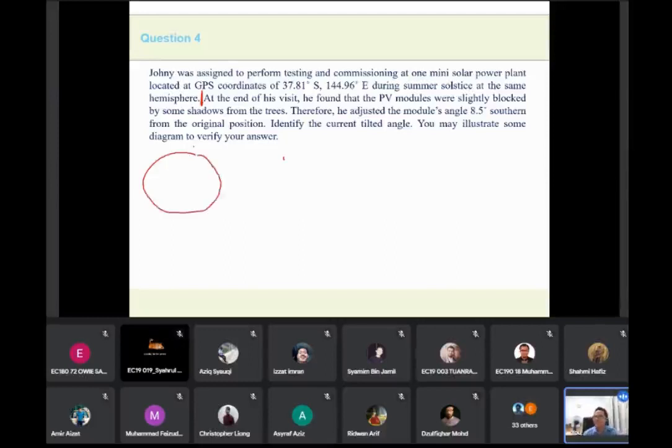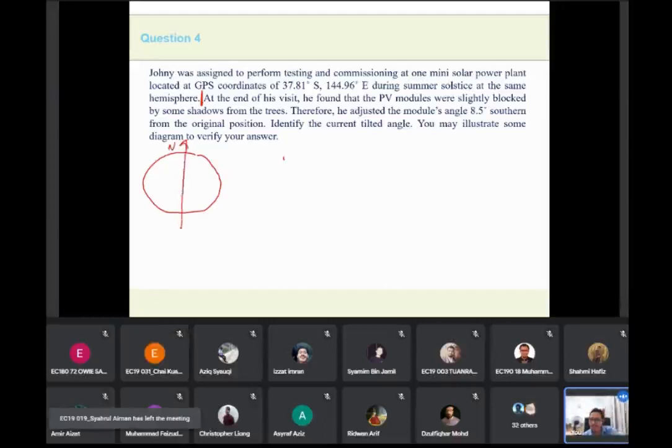However, there's no marks for drawing the earth. I do not include portion marks for drawing the earth, it's free marks. Just to help you to understand. Okay, then we draw the north and the south. Then, of course, we need to have the equator as well. So this is 0 degree.